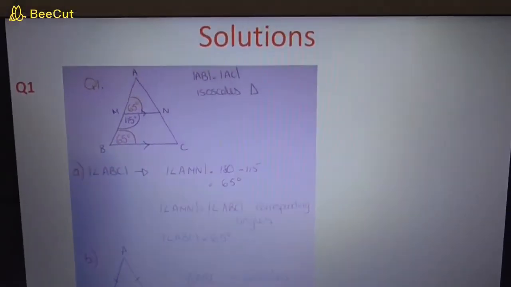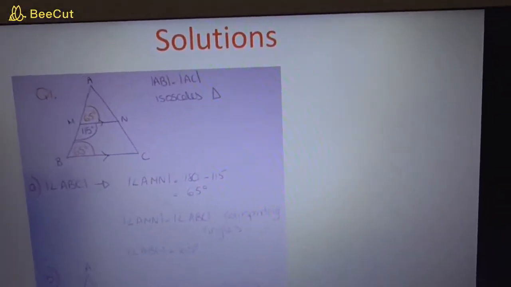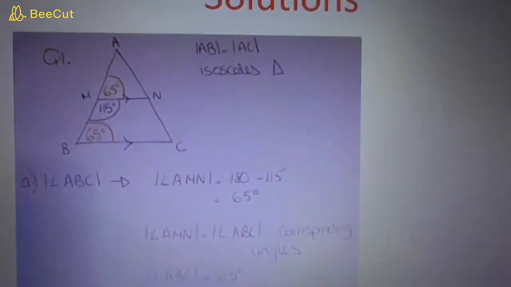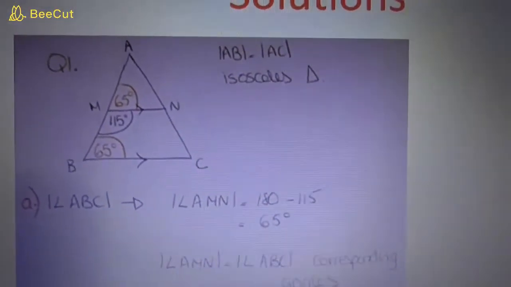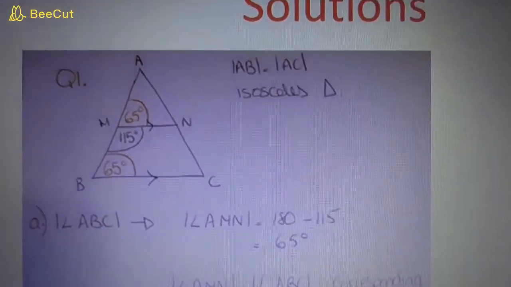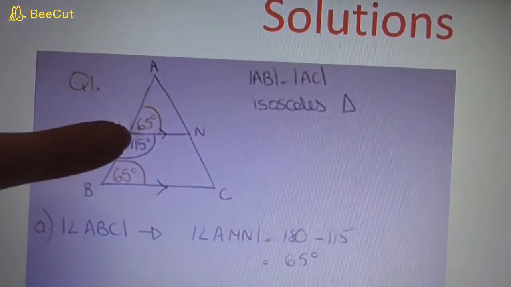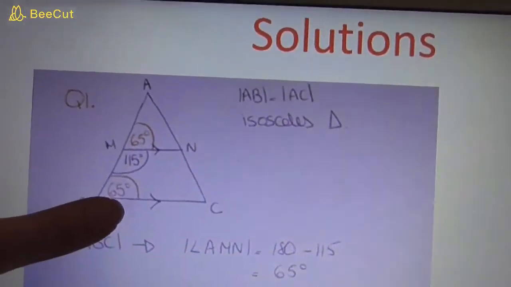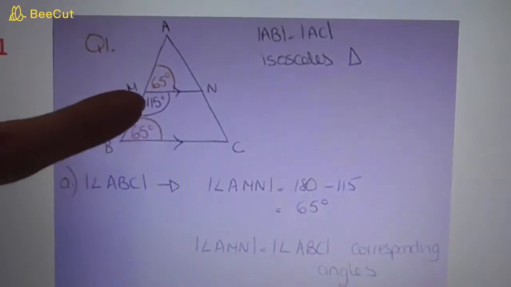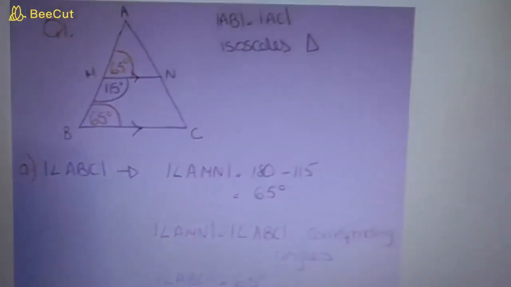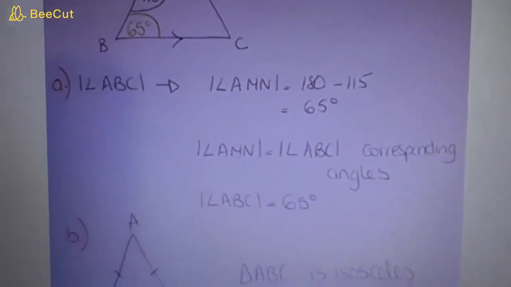Okay, question 1. So part A, it said to find angle ABC. Okay, so I've just redrawn the diagram. All right, 115 degrees is labelled in the diagram. Therefore, that must be 65 up here because it's a straight line. If that's 65, that's 65 because they are corresponding angles. See those two parallel lines? That makes those two angles corresponding. So angle ABC is obviously 65 degrees as well.